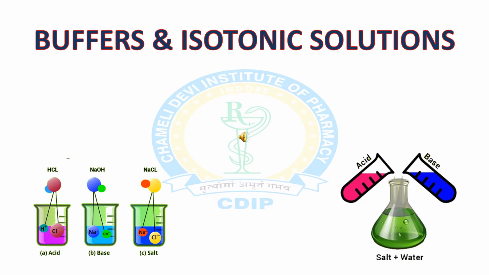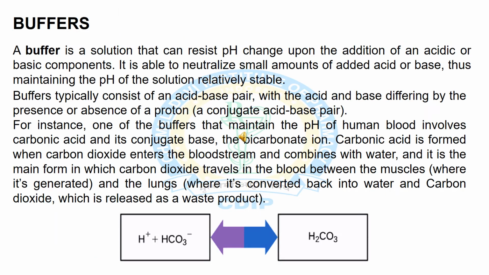In today's session, we are going to discuss buffers and isotonic solutions. Now, what is a buffer? A buffer is a solution that can resist change in pH on addition of a small amount of acid or base. The buffer is able to neutralize a small amount of added acid or base, thereby maintaining the pH of the solution relatively stable. The buffer consists of an acid and base pair.